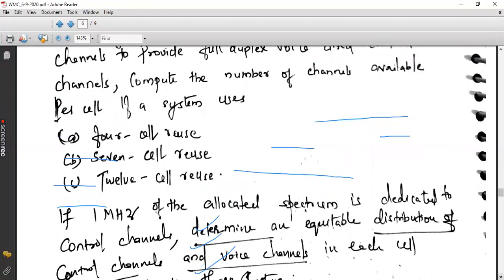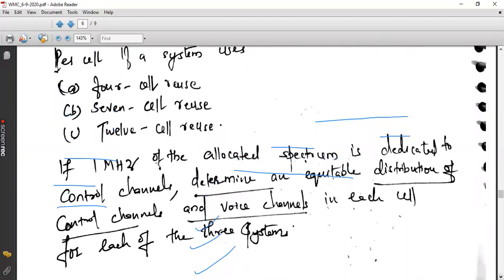But one condition is provided. The condition is that 1 megahertz of the allocated spectrum is dedicated to control channels. So that is the given criteria. Out of the entire spectrum, 1 megahertz is dedicated for control channels. Then after satisfying this condition, we have to find the distribution of control channels and voice channels for each cell.